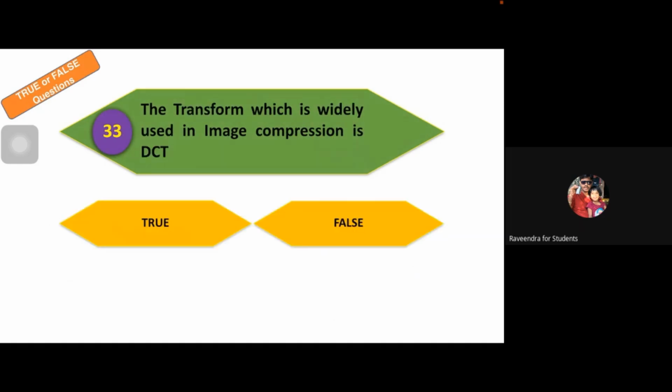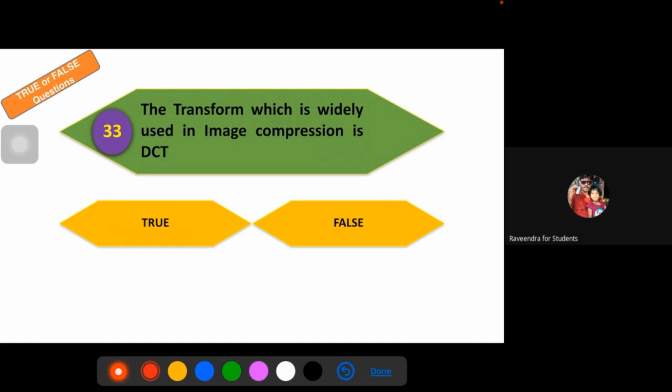Then next one, the transform which is widely used in image compression is DCT. Yes, due to its simplicity, the discrete cosine transform DCT can be widely used in image compression. It is true.